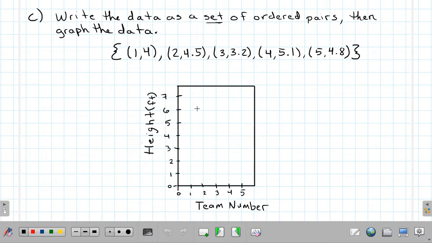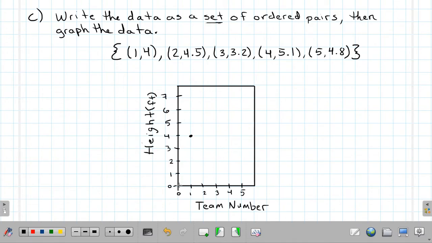But what we need to be focused on now is, once we have our axes labeled and everything, just plot these points. So what this tells us, the point 1, 4 tells us we have team number 1, and their sculpture had a height of 4.